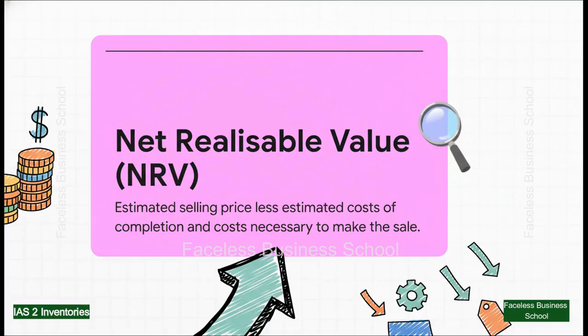And that reality check is called net realizable value, or NRV for short. Now, NRV is all about estimates. Basically, you start with what you think you can sell an item for. Then you have to subtract any money you still need to spend to finish it, and you also subtract any costs to actually make the sale. Think about things like sales commissions. What's left over is the net cash you actually expect to get from that item.